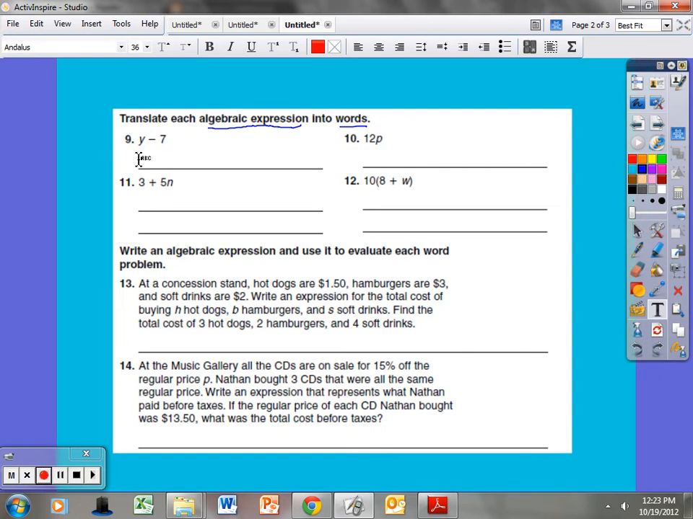Now this says y minus 7, so I may say, I'm taking 7 away from something, so I could say 7, or let's use the digit 7, 7 less than y, because I start with y and I take 7 away from it. If I go here, that really just looks like 12 times P. Simple enough.